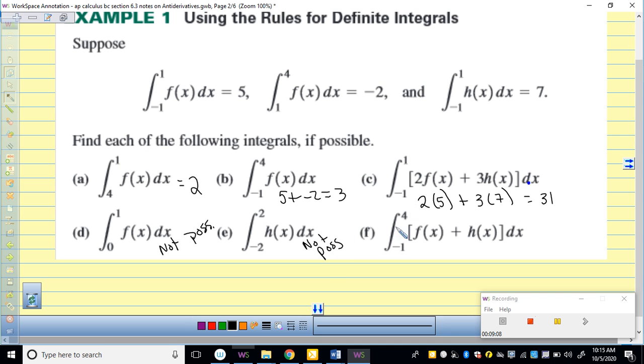All right, area under the curve from negative 1 to 4 of f of x. That would be what we found up here, so that would be 3, plus the area under the curve from negative 1 to 4 of h of x, which we do not have. All we have is negative 1 to 1, so this one is also not possible.